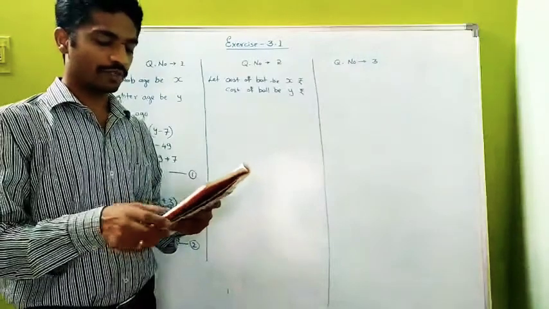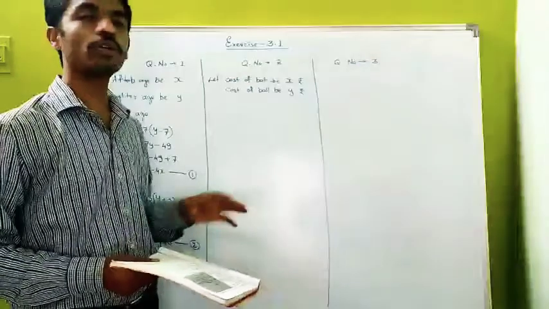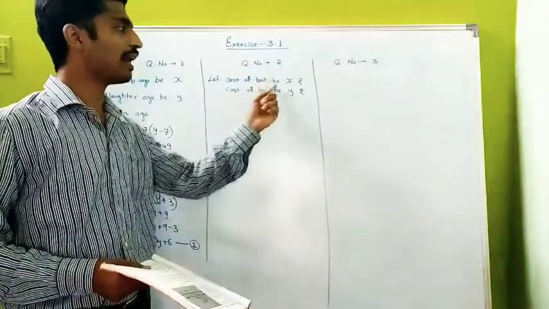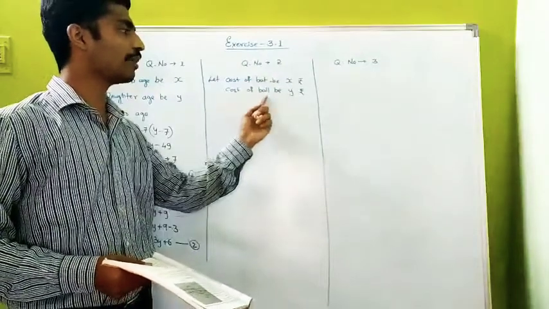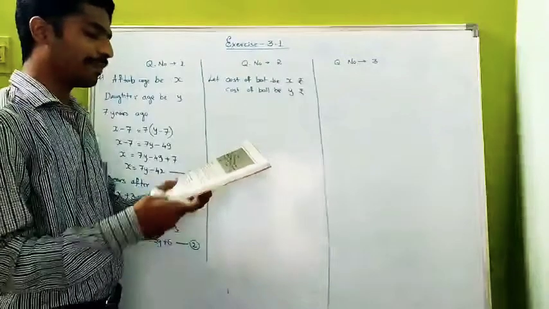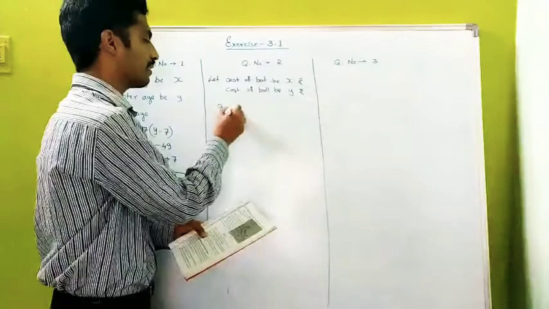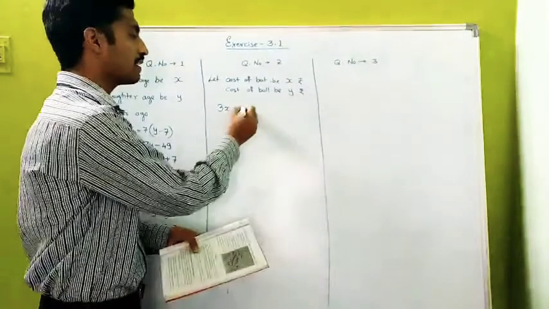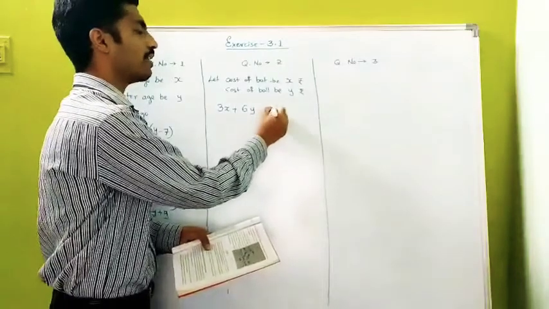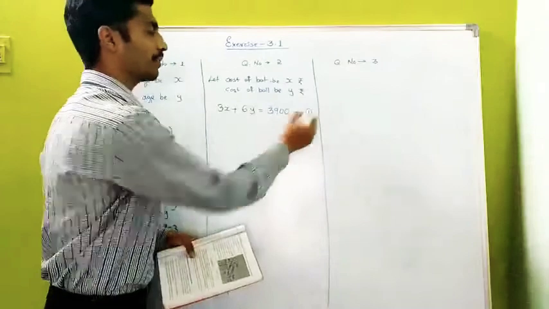Okay, so first one, 3 bats and 6 balls. So it's totally about bats and balls. Let the cost of a single bat be x rupees, and the cost of a single ball be y rupees. Okay, as per the first condition, how many bats and how many balls? 3 bats means 3 into x, plus how many balls? 6 balls, 6 into y. How much are they paying? 3,900 rupees they are paying. Okay, this is our first equation.